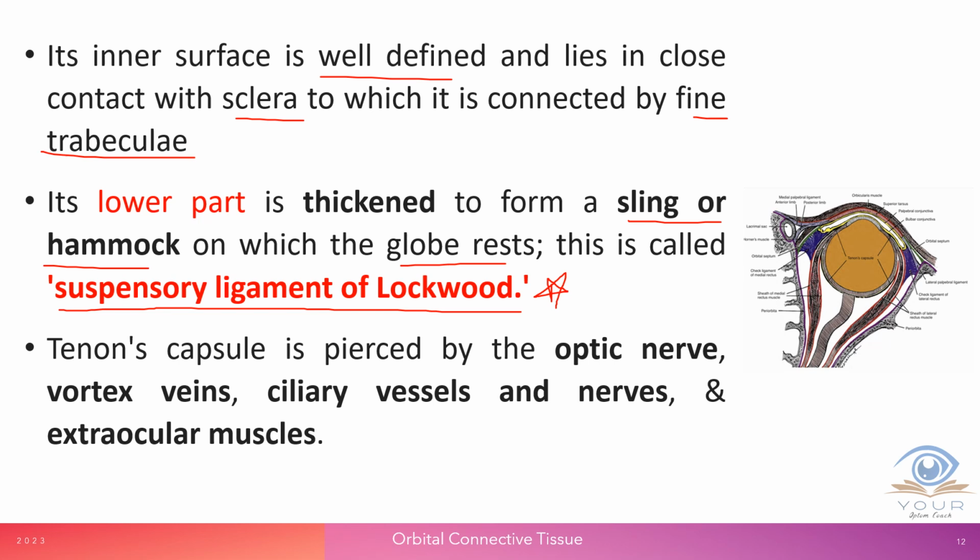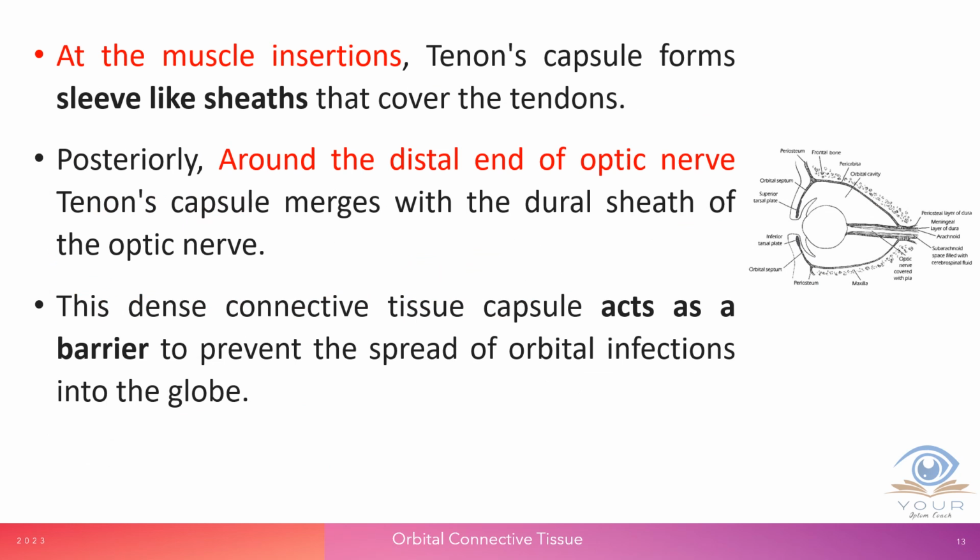Tenon's capsule is pierced by the optic nerve, vortex veins, ciliary vessels and nerves, and extraocular muscles. At the muscle insertions, Tenon's capsule forms a sleeve-like sheath that covers the tendons. Posteriorly, around the distal end of the optic nerve, Tenon's capsule merges with the dural sheath of the optic nerve. Okay, so this dense connective tissue capsule acts as a barrier to prevent spread of orbital infections to the globe. So this also plays a role in preventing orbital infections from reaching the globe.